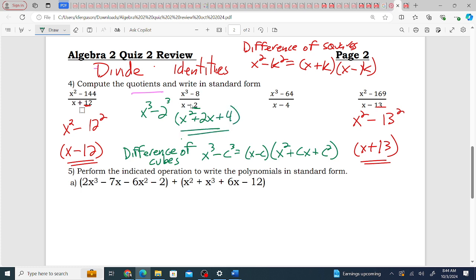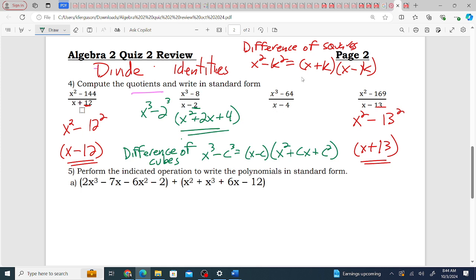Now you could divide that out if you wanted to. You need placeholders if you're doing long division, or if you're doing synthetic division. It's one or the other. It's not many problems on there.